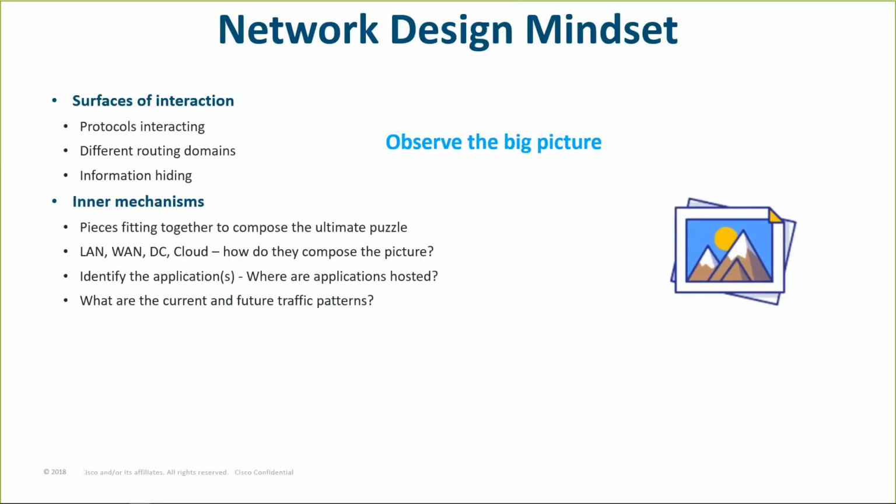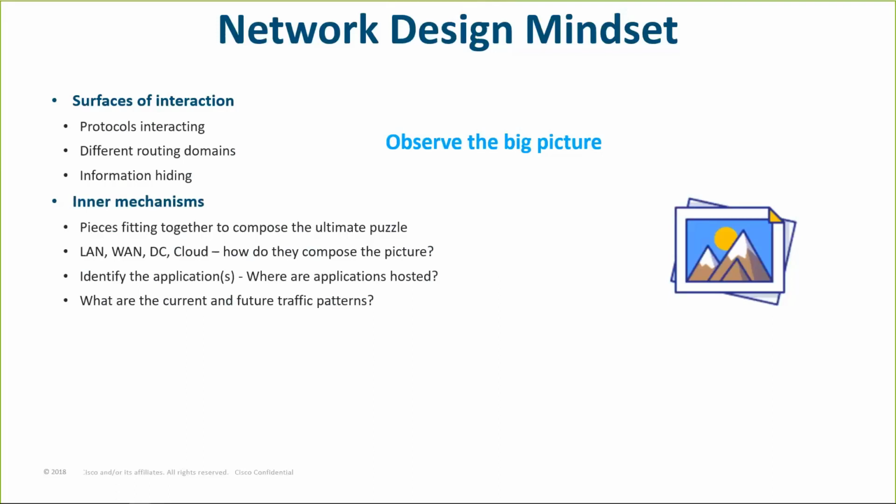We need to observe the inner mechanisms, the pieces fitting together to compose this ultimate puzzle. Where is my LAN, my WAN, my DC? Do we have a cloud? How do we use the cloud? How all of them are really composing this landscape that we can call the network infrastructure. You need to identify the application. With application I mean the service. It could be a specific application that you have, or it can be a service you are providing. But at the end of the day, the network is there to provide a service to all the users that are connecting to it. This is its reason to be.